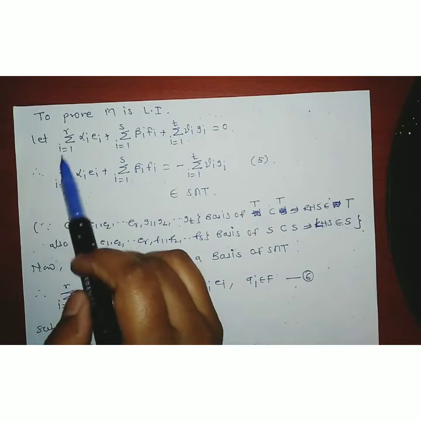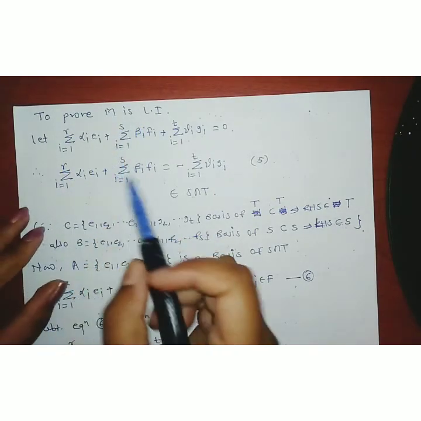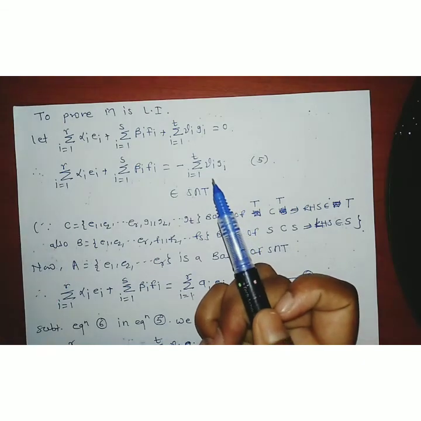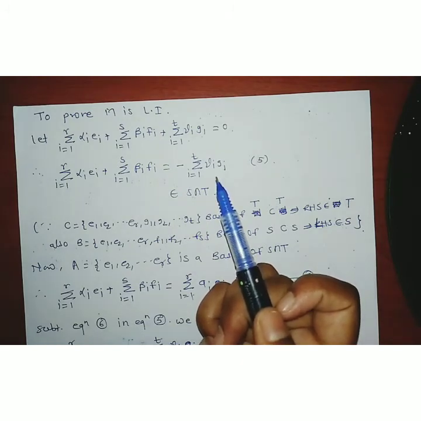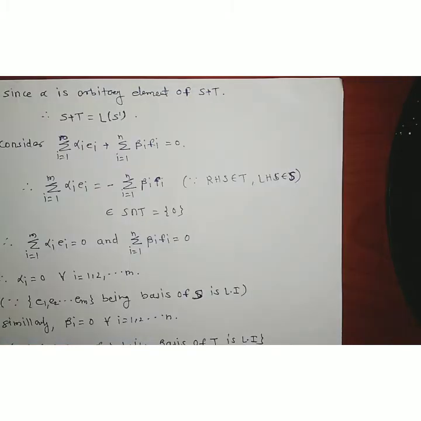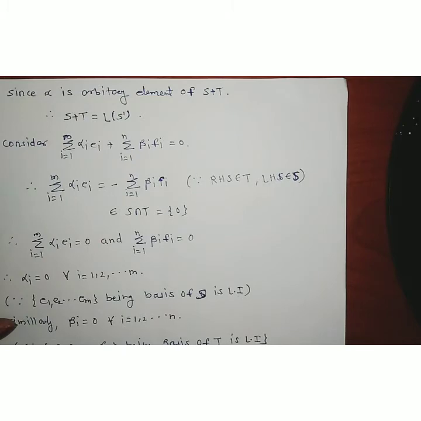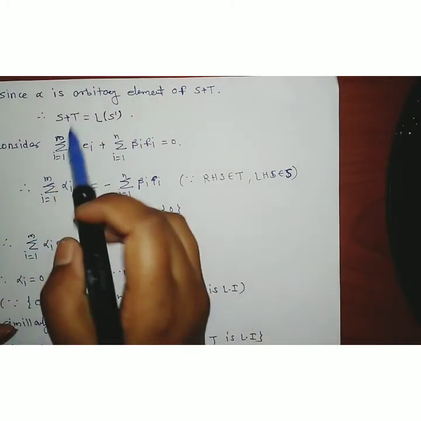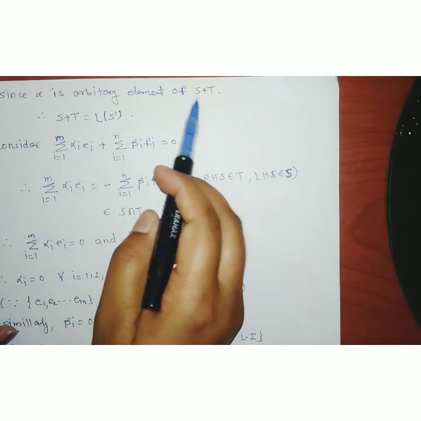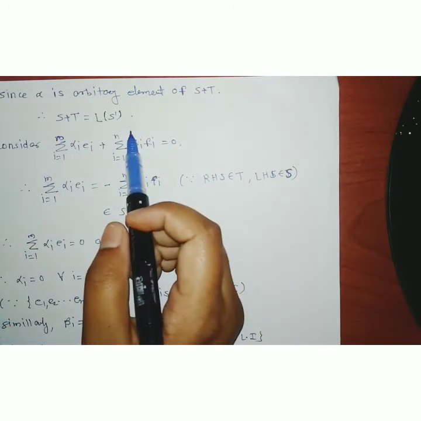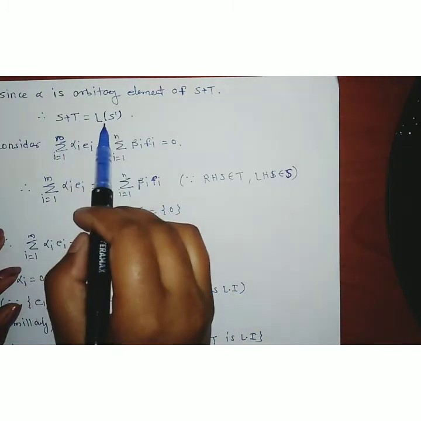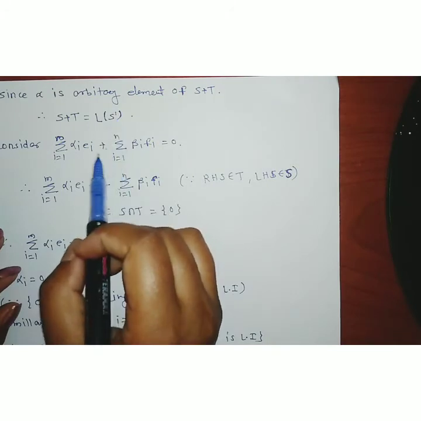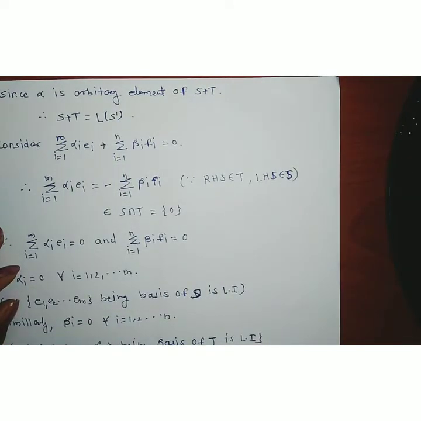Now what we have to show? Thus X is an arbitrary element of S plus T, and therefore X can be written as a linear combination of the elements of S dash. Therefore S dash can span S plus T. So S plus T is equal to the linear span of S dash. The first condition for the linear span is satisfied.